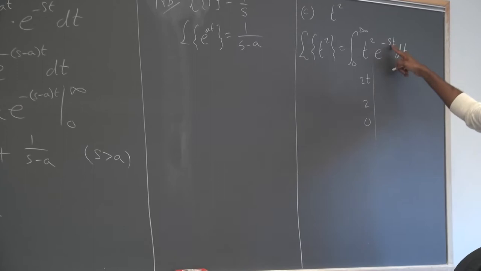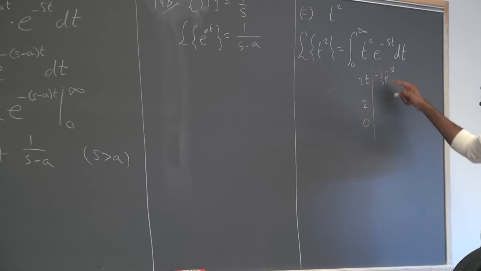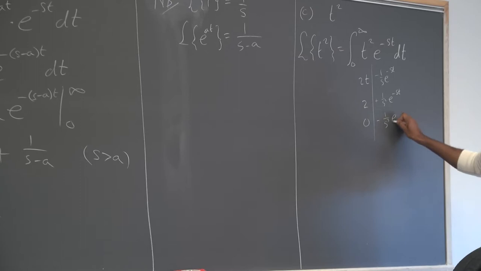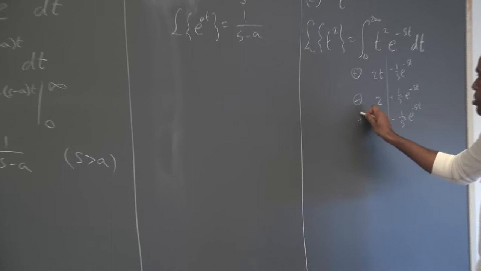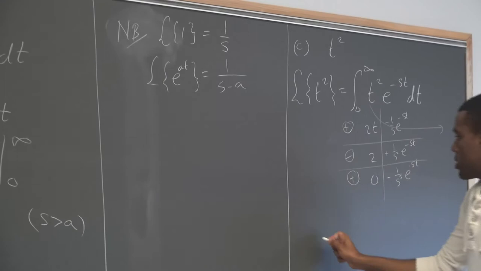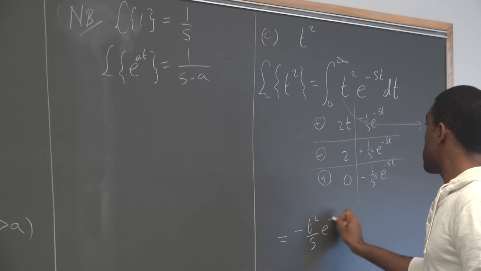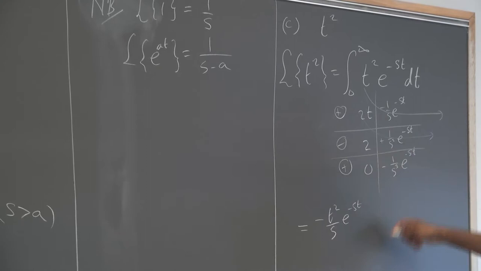If you integrate this, what do you get? Minus 1 over s e to the minus st. Integrate again, you get plus 1 over s squared e to the minus st. Integrate again, get minus 1 over s cubed e to the minus st. This is a plus, this is a minus, this is a plus. And then you multiply across here. So that guy is going to give you a minus t squared over s e to the minus st. Multiply across here, this would give you a minus 2t over s squared e to the minus st.